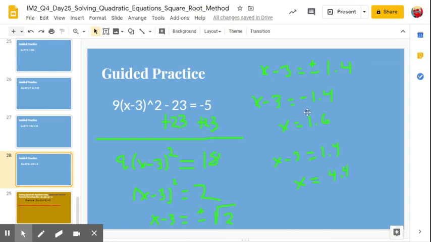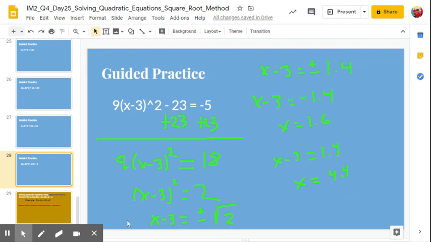So then I'm writing my two equations. X minus 3 equals negative 1.4. X minus 3 equals positive 1.4. So I add 3 to both sides. I solve those. I get x equals 1.6 and x is equal to 4.4. And yes, those are approximate. I could do a little squiggly equal sign if I wanted to on that one. But about 1.6 and about 4.4.